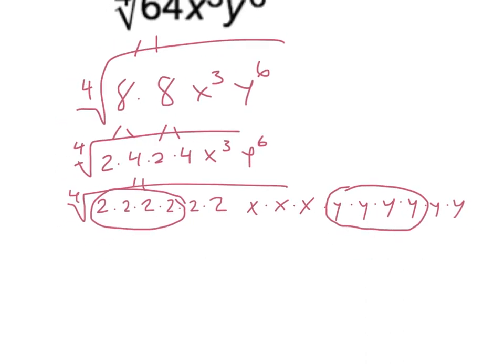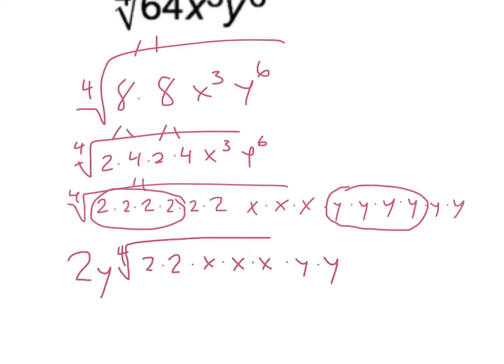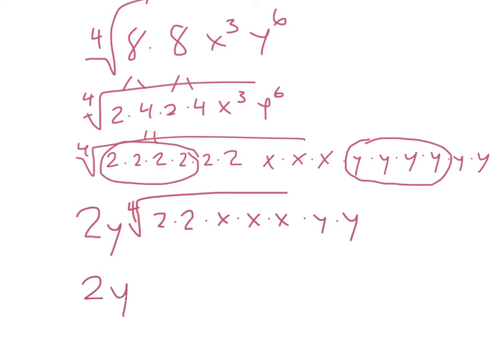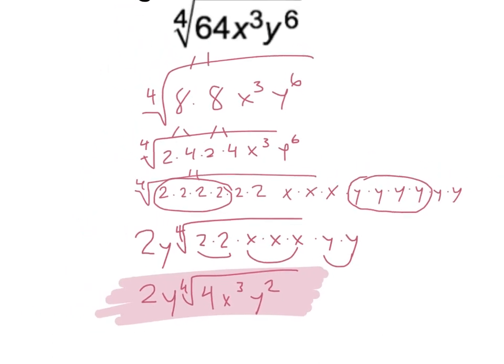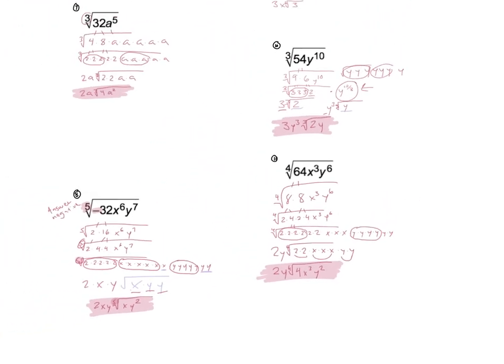So whatever we circled comes out. So we have a 2 on the outside and a y. And then whatever we did not circle stays on the inside. So we have 2 times 2 times x times x times x times y times y. Now we have to simplify the inside. So we have 2y to the 4th root. 2 times 2 is 4. 3 x's, we have x cubed, and 2 y's, we have y squared. So this here is our final answer. Okay, this was number 11, so let's go to 12 on the next page.